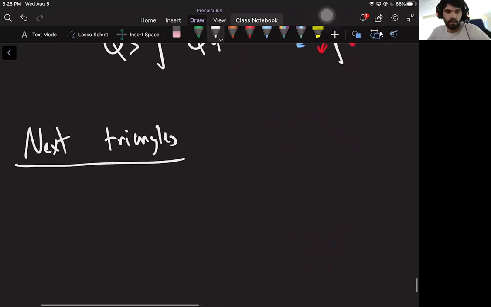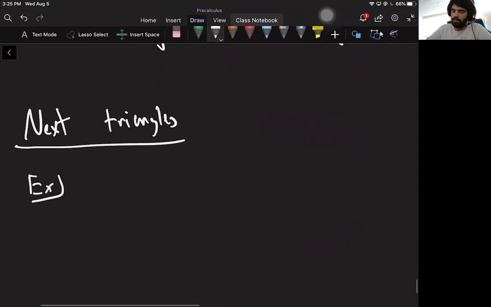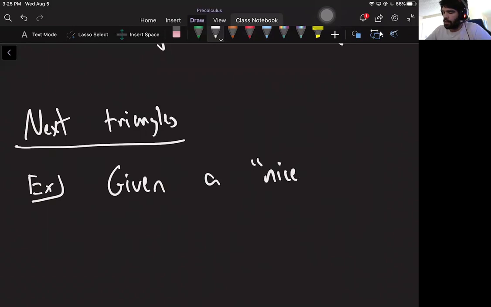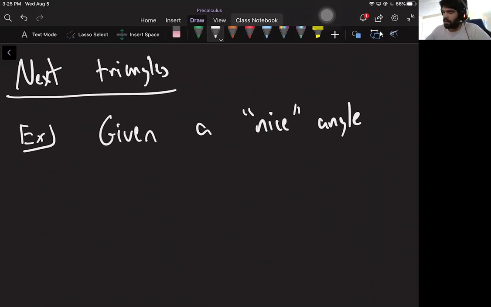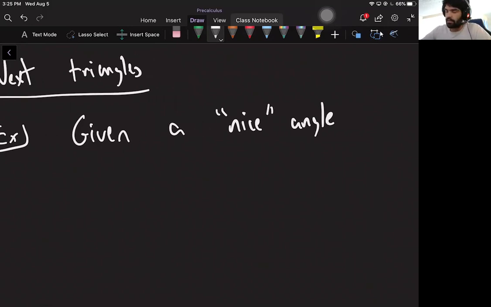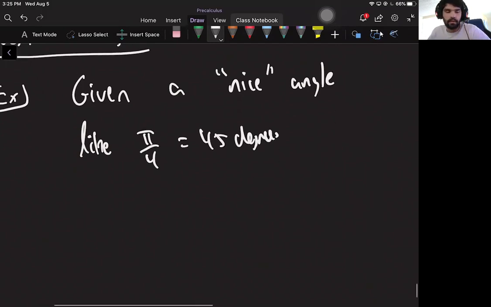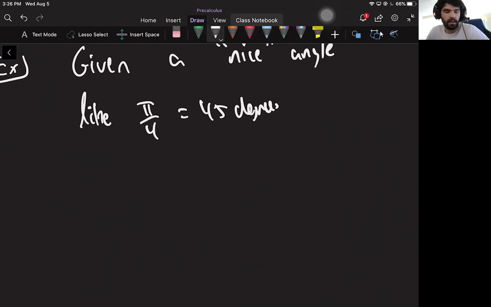So how does all this relate to triangles? Given a nice angle, so what's a nice angle? It's in quotes because it's not well defined. I'm just being vague. A nice angle is one where you take good selfies from. But that's in real life. So in math, a nice angle is one we just talked about, like pi over 4. But there are other ones. I'll just remind you of 45 degrees, but eventually you have to get over the degrees and just think about radians.